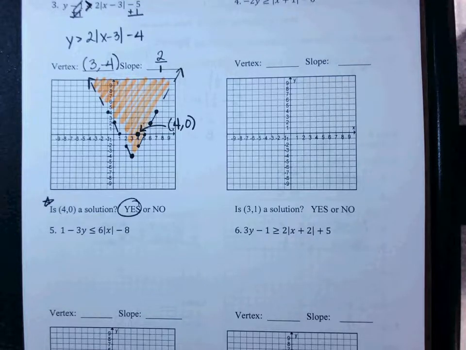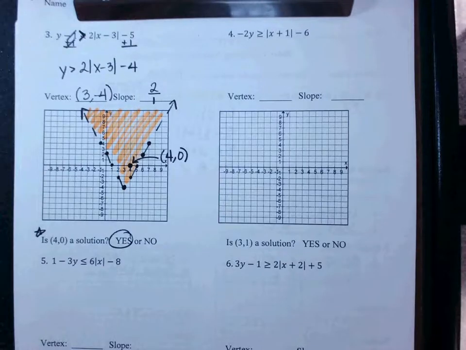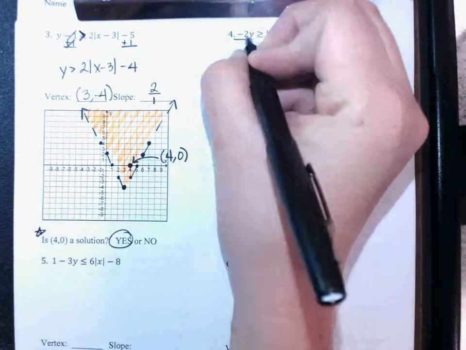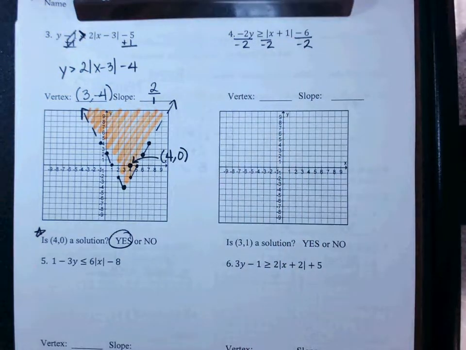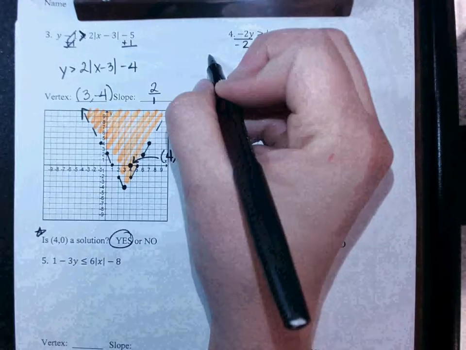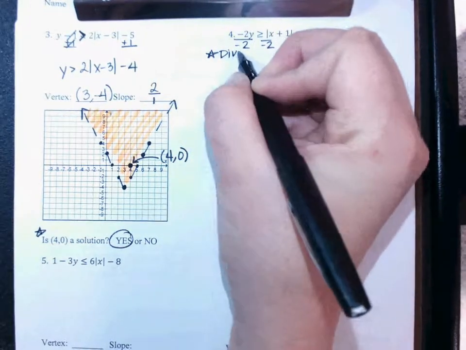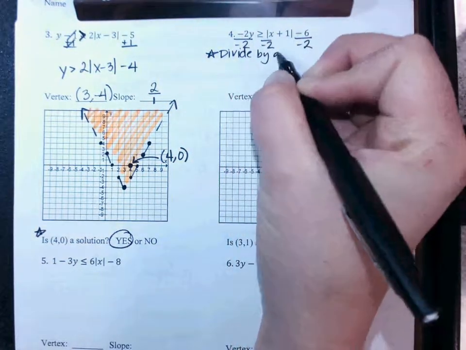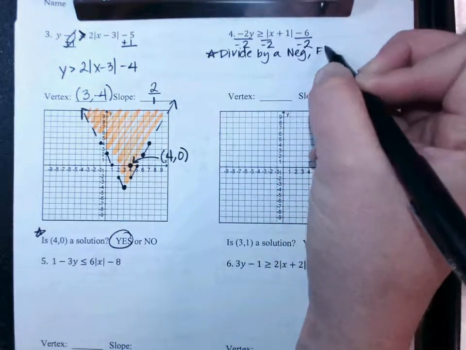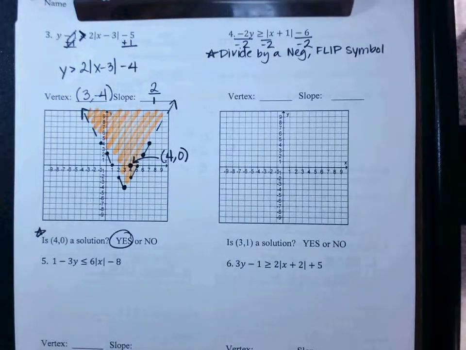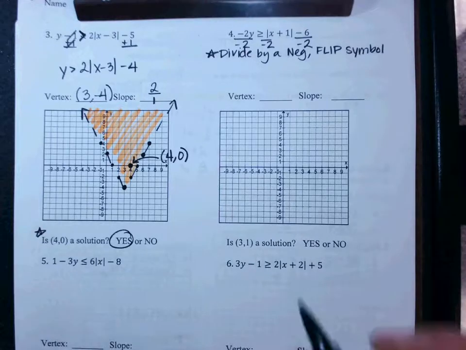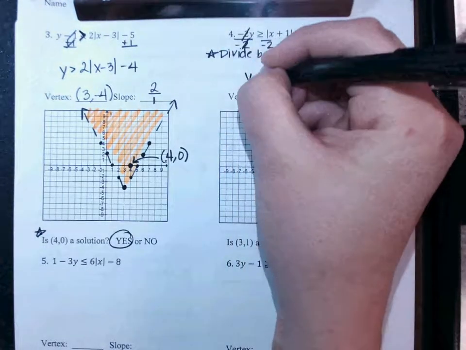All right, jump over to number 4. What do we need to do to solve on number 4? Divide by negative 2. Okay, does anybody remember when you divide by a negative with inequalities, what has to happen? Good. When you divide by a negative, you have to flip the symbol. So even though this one started off as a greater than, when I divide by that negative 2, I have to switch it around to be a less than. So y is still by itself, but it goes that way now.